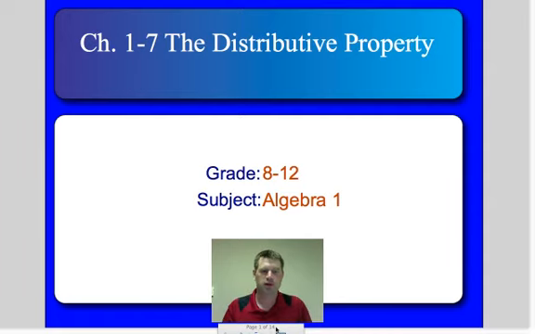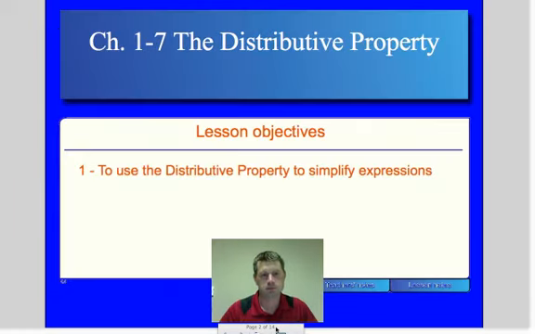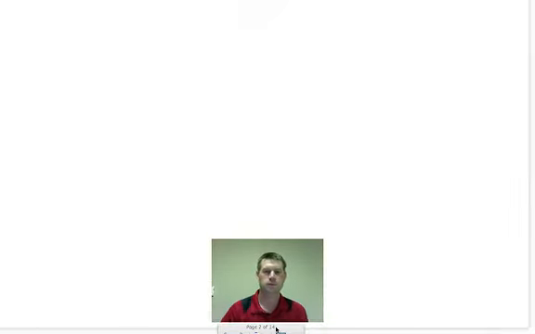Okay, well today what we're going to do is talk about Chapter 1-7, the distributive property. This is a very important property to talk about because it will help you solve problems mentally as well as a lot of other more complex problems. So the objective for today is to use the distributive property to simplify expressions.